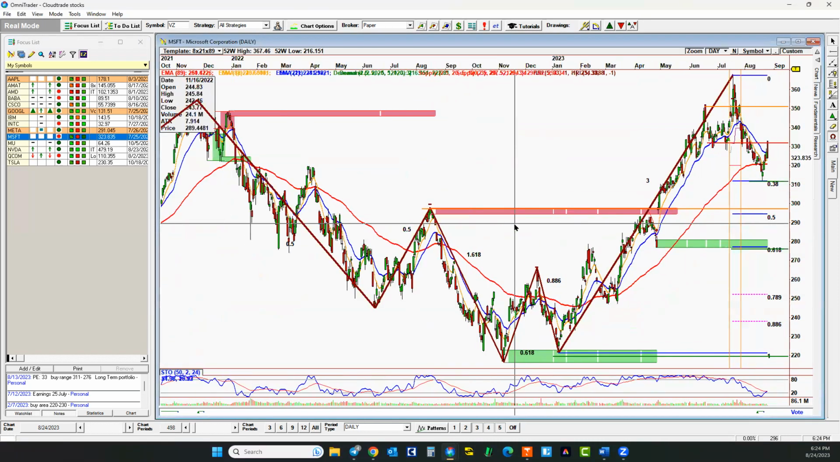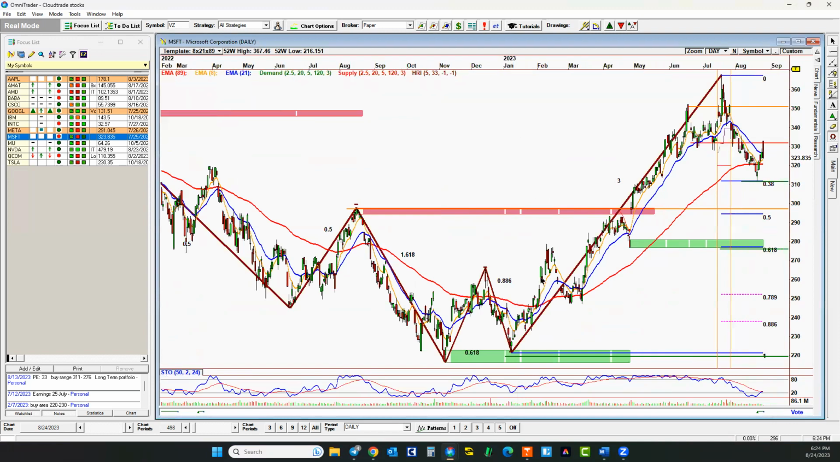All right, so Microsoft coming through, and that's another one that we kind of missed. Look, you can't catch every trade. Microsoft and Meta were the two sad ones this year. We caught a piece of the trend, but we didn't catch the whole thing.